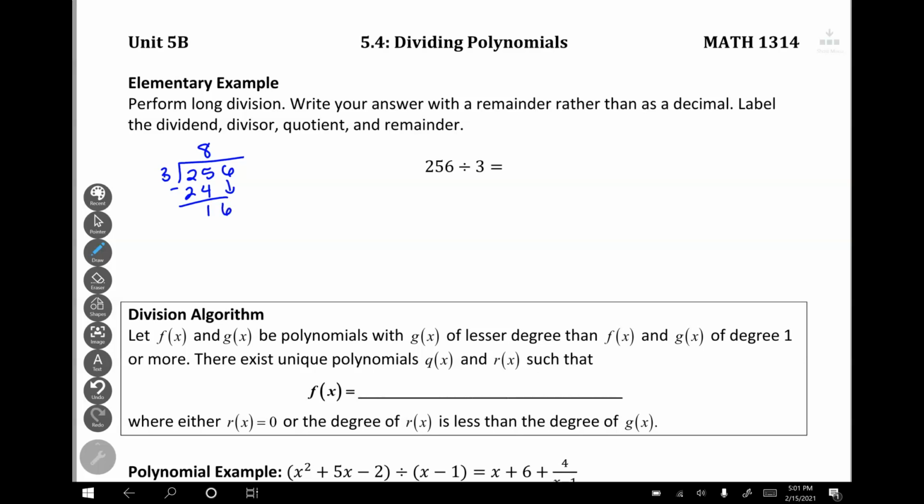So you would say, how many times does 3 go into 16? And you'd say 5. And 5 times 3 is 15. We subtract, and we have 1 left over. And you would call that your remainder. Maybe you wrote remainder 1. So 85, remainder 1 is your quotient.